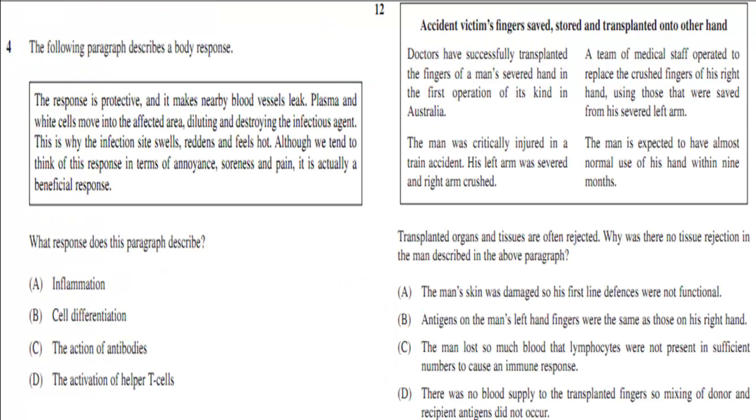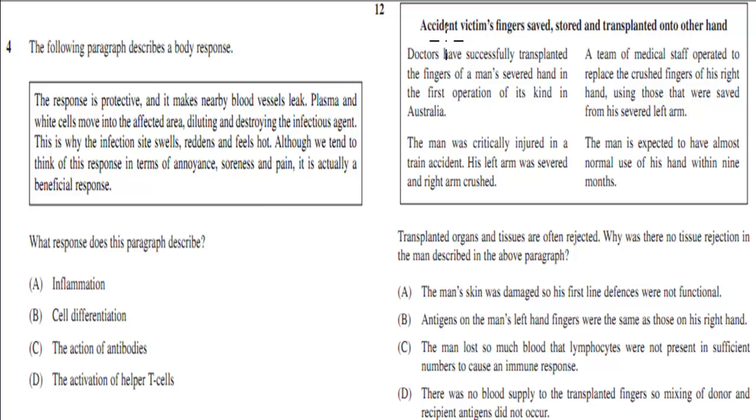Next couple questions. The following paragraph describes a body response. The response is protective, and it makes nearby blood vessels leak. Plasma and white cells move into these affected areas, diluting and destroying the infective agents. This is why the infection site swells, reddens, and feels hot. Although we tend to think of this response in terms of annoyance, soreness, and pain, it's actually a beneficial response. What response does this paragraph describe? A. Inflammation, B. Cell differentiation, C. The action of antibodies, or D. The activation of T helper cells.